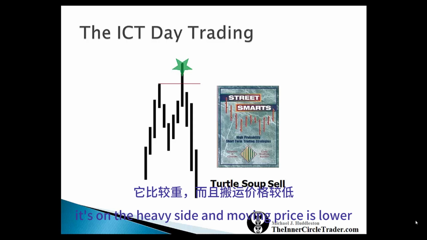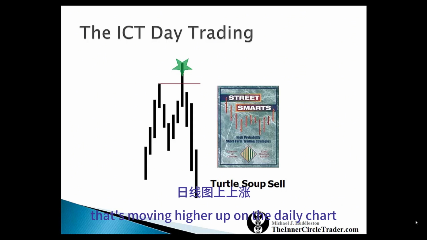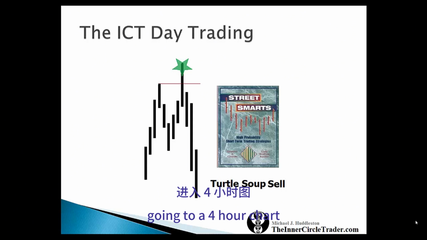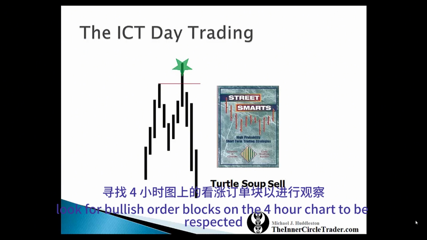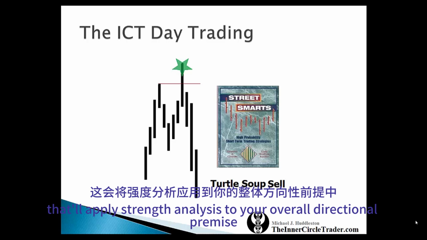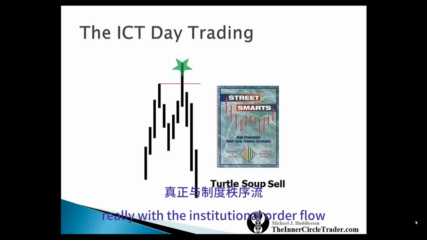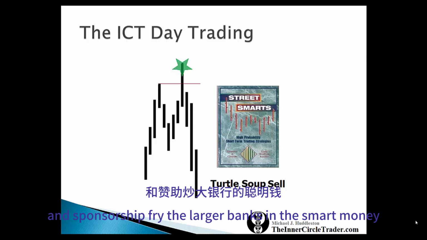They're moving prices lower. And the same thing, just flip it for if you're looking for institutional order flow on the higher level that's moving higher, up on the daily chart. Go into a 4-hour chart, look for bullish order blocks on the 4-hour chart to be respected and bearish order blocks on the 4-hour chart giving way. And that'll apply strength analysis to your overall directional premise on the daily chart. And it just gives you a whole lot more confidence that you're trading really with the institutional order flow and sponsorship by the larger banks and the smart money.